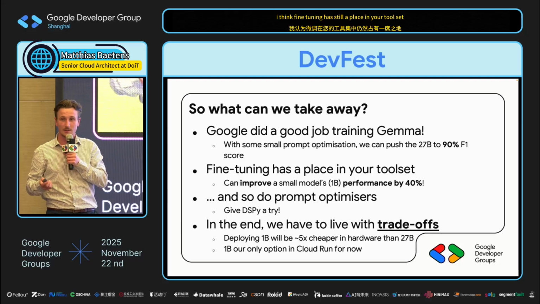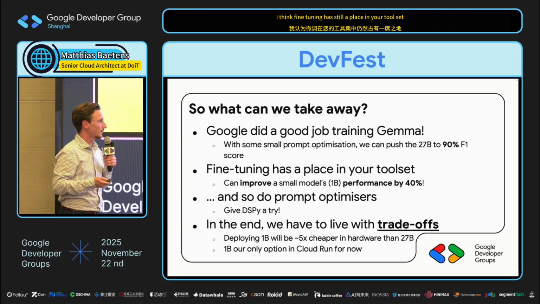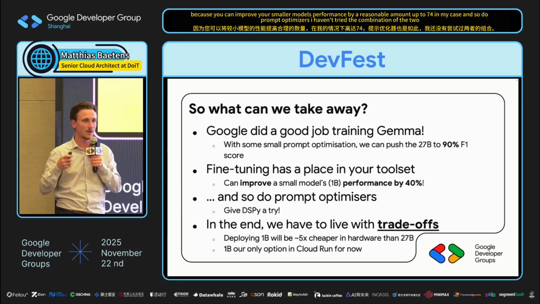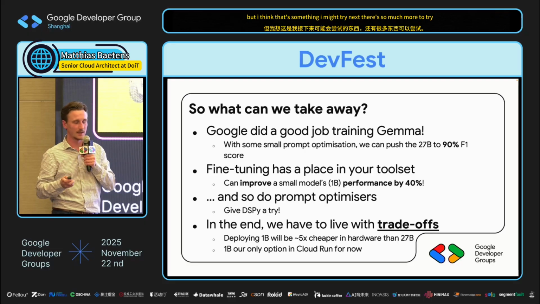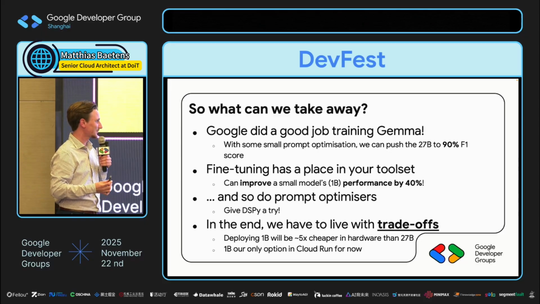I think fine-tuning has still a place in your tool set, because you can improve your smaller model's performance by a reasonable amount, up to 74 in my case, and so do prompt optimizers. I haven't tried the combination of the two, but I think that's something I might try next. There's so much more to try.